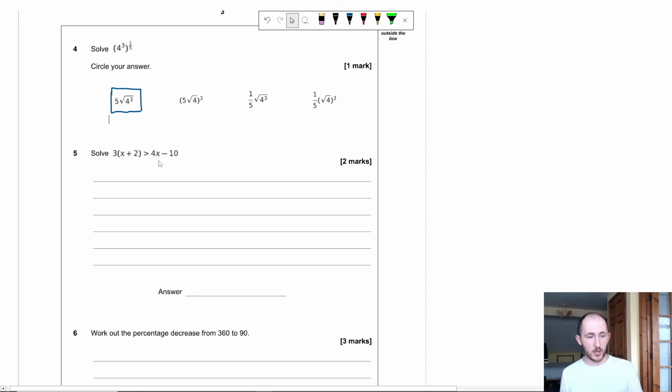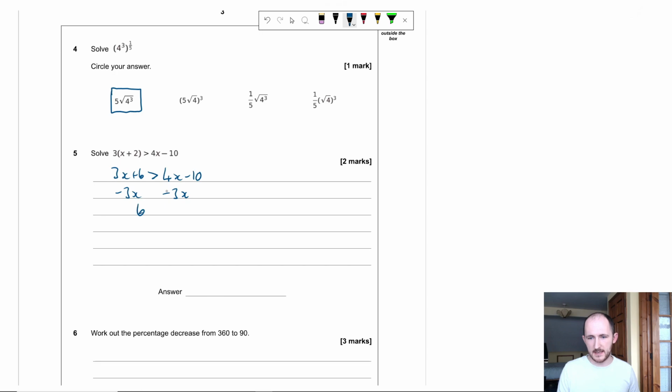Then we have an inequality that we're going to solve. So 3x plus 2, so that's going to become 3x plus 6 is greater than 4x minus 10. So how do you solve inequalities? What you want to do is you want to treat this as if it's an equal sign, really. You want to get all of the x's on one side and then everything else on the other side. So if I look at 4x and 3x, 4x is bigger, so I'm going to move the 3x over to the 4x, and you do that by subtracting 3x from both sides.